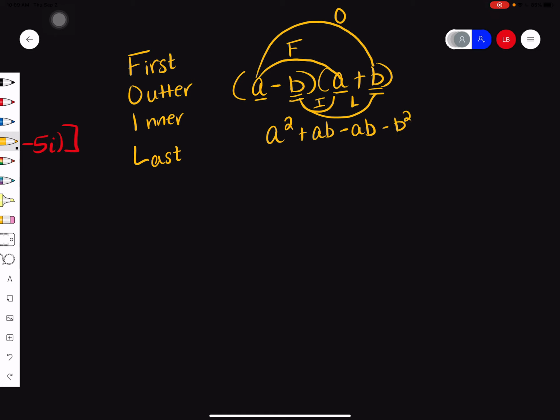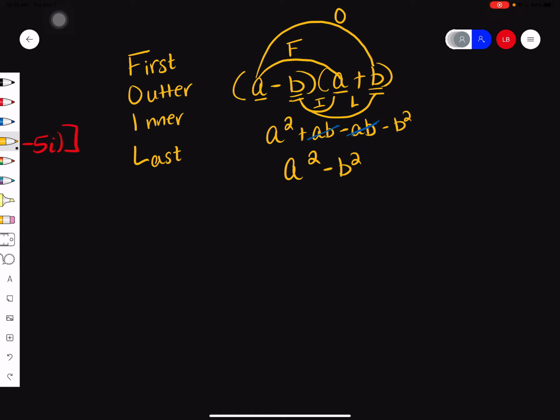So let's see what happens here. I don't care how many times you do this, or what type of numbers or terms you have, if it is in the form of a minus b times a plus b, these two inner terms will cancel out every time. I have a plus ab and a minus ab, which are opposites of one another. They cross out, and I'm left with a squared minus b squared. That's what we call a difference of squares.